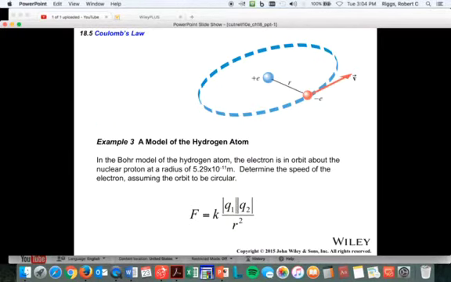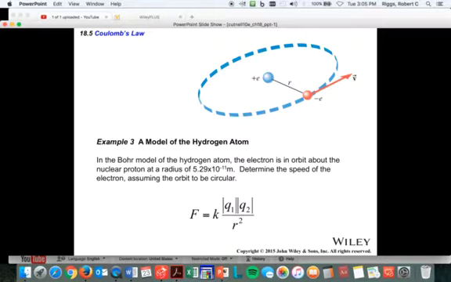Okay, model of a hydrogen atom. You actually have a homework problem like this. Here, in the Bohr model, the electron is in orbit about the nucleus. Determine the speed. This is a great problem. Let's do this problem. This will be fun. We're going to do this thing together. And then we're going to look at some of your other homework problems. But let's do this problem to start with, and then we'll start with the electric field in the next lecture.